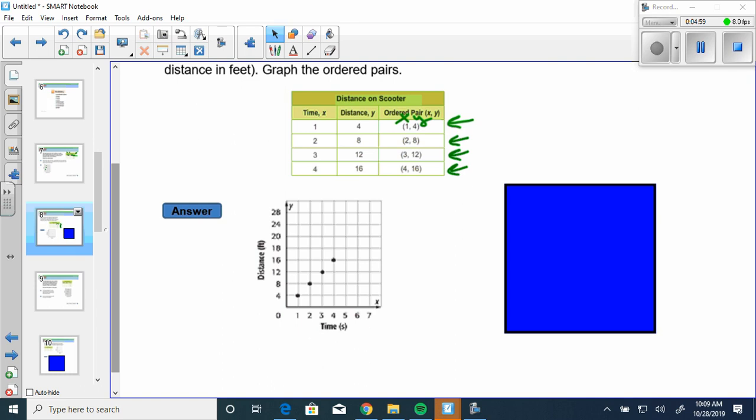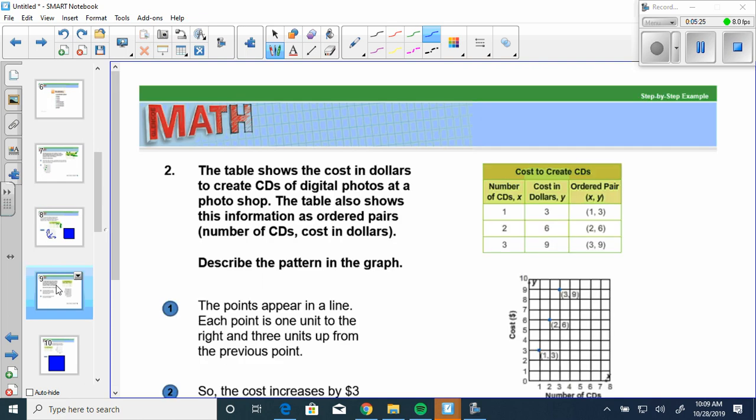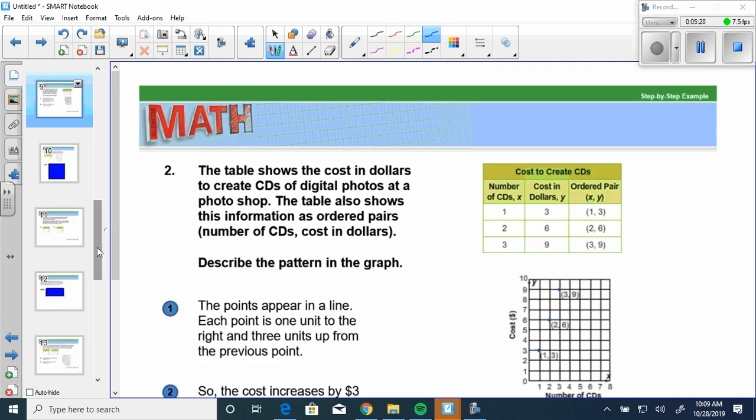So I'm going to move my pretty blue square here so we can see that we went from the origin, right 1 up 4, right 2 up 8, right 3 up 12, right 4 up 16. And if you notice here, they counted the x's by 1 and the y's by 4 so that they could get everything on the graph. You can do that. We'll talk about misleading graphs another day, but to get our information on here, it's fine as long as you are consistent.